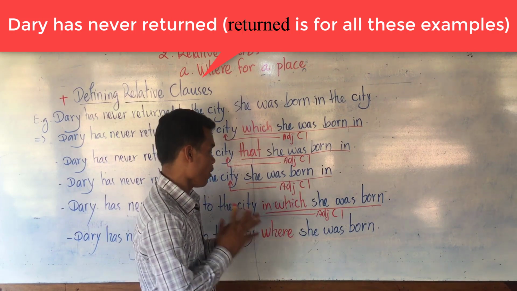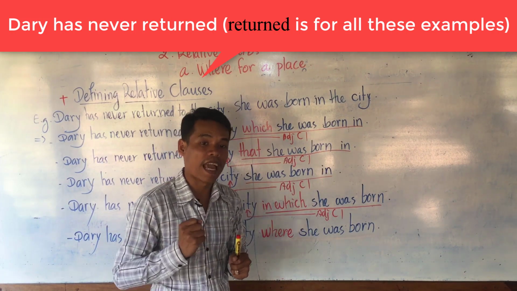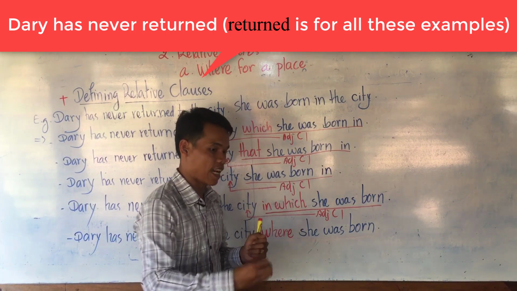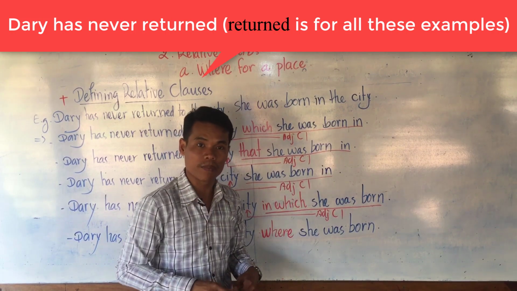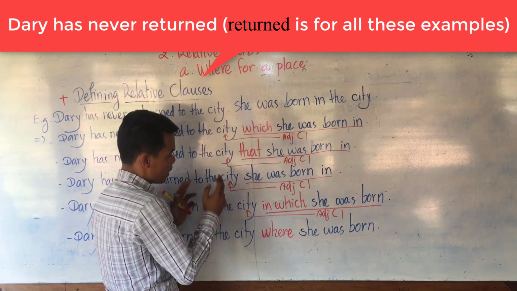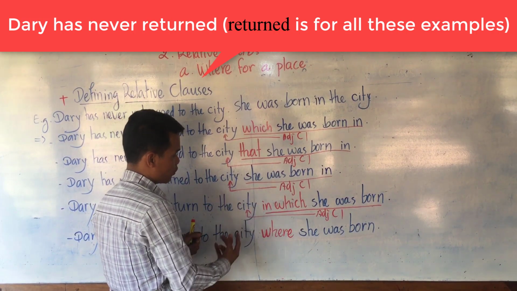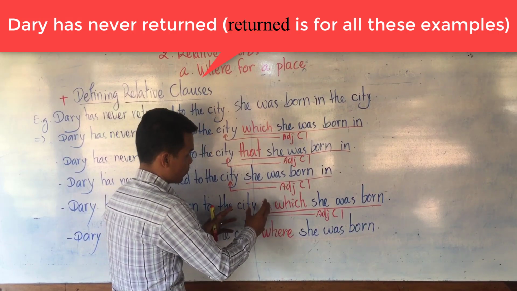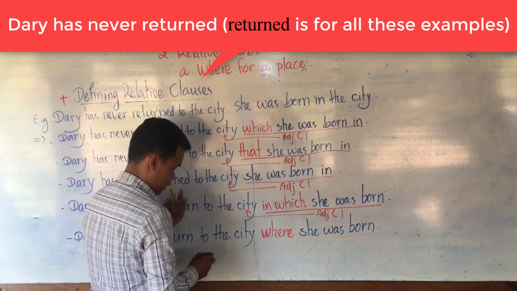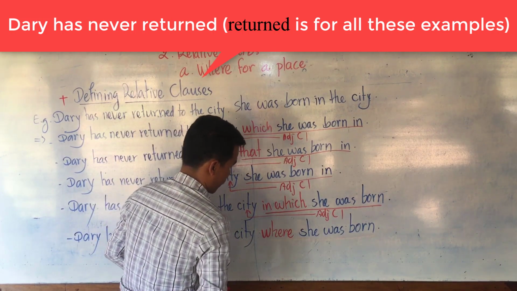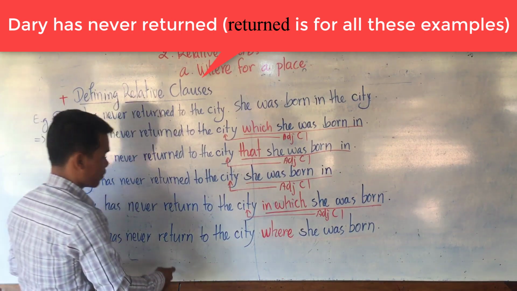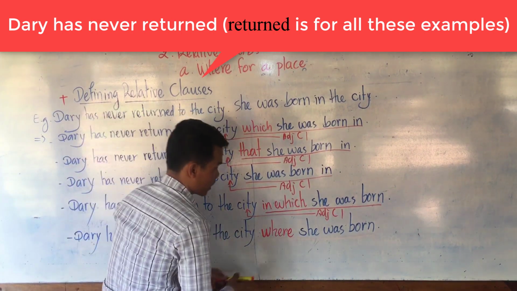That's why in order to write where in an adjective clause, we have to think of the relative pronoun as the object of preposition. So remember this one. You can see the example, the city. City is the noun and it refers to a place, then we can use where. In which here means where, so we can write another sentence. It is where she was born. So the whole sentence is that Dary has never returned to the city where she was born.